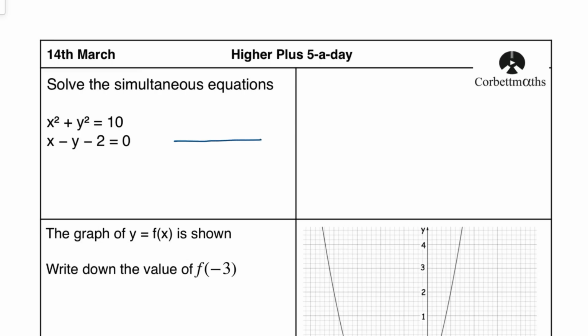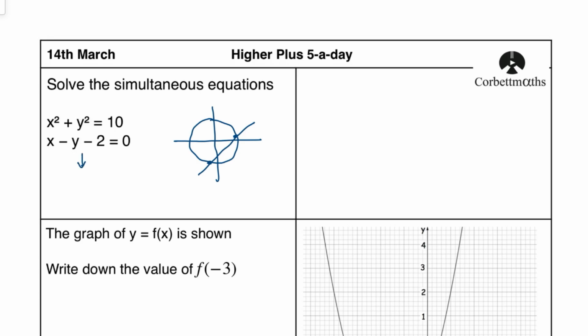Now you don't need to do this, but as you hopefully know, x squared plus y squared is just a circle, and then I've got x minus y minus 2 equals 0, or in other words y equals x minus 2. So that's going to be something that looks broadly like this, which means I'm going to have one solution here and one solution here. However, obviously it's algebra, not just guessing and drawing a nice picture. So let's just get the algebra done.